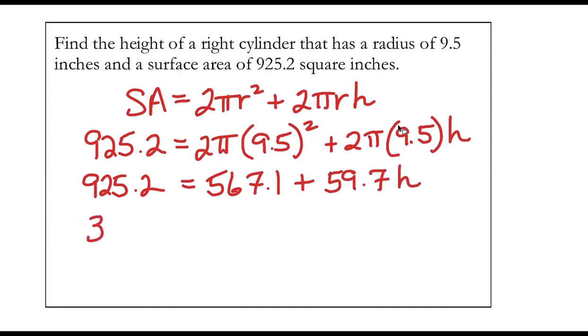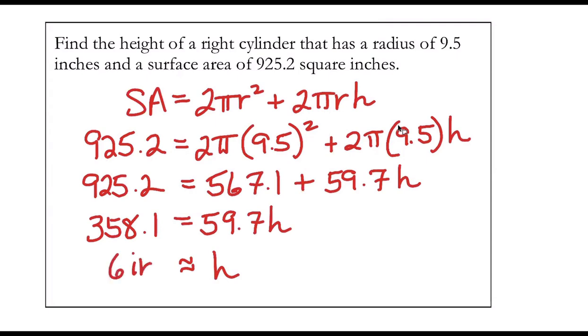Subtract over 567.1. 358.1 is 59.7 times the height. When you divide, it's like 5.99 something, something, something. So it's approximately 6. It's close enough. 6 inches would be your final answer. This is the end of this lesson.